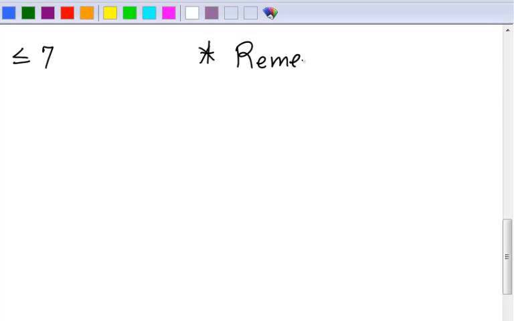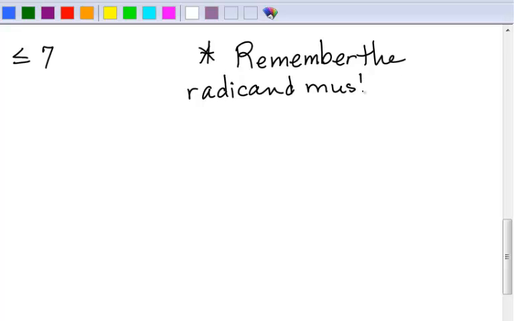Remember, the radicand, that's the part underneath the radical, the radicand must be greater than or equal to 0. Okay, we're not considering any i values on these.